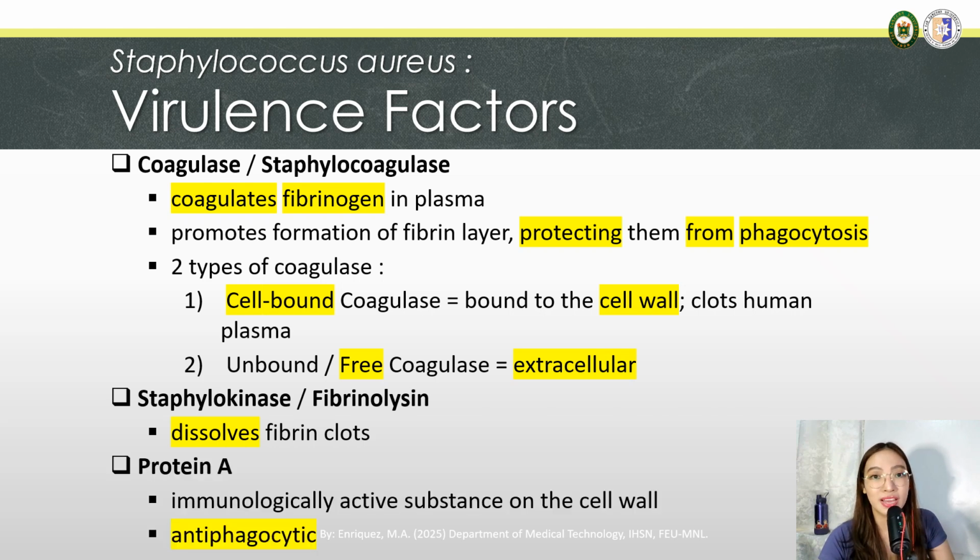Next is protein A. All right. So protein A helps avoid phagocytosis by binding to the antibody that should supposedly be recognized by the phagocytic cell. All right. So it prevents phagocytosis by binding onto the antibody imbis na yung antibody pa yung dumikit sa antigens ng Staphylococcus aureus.